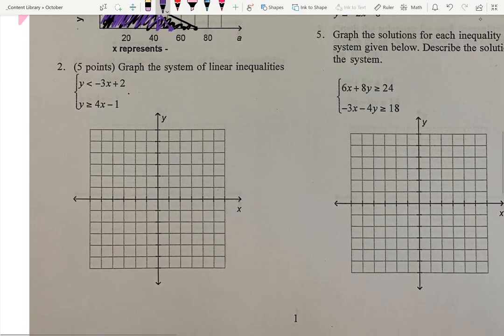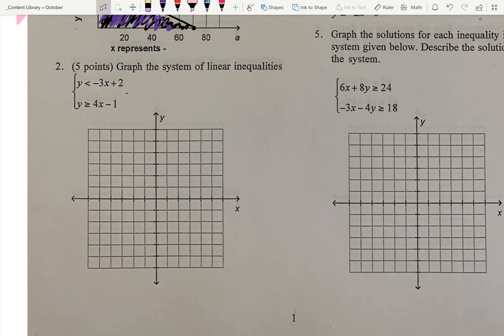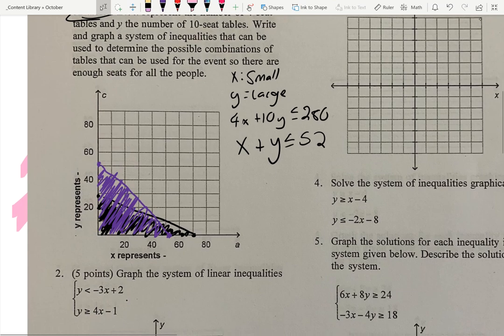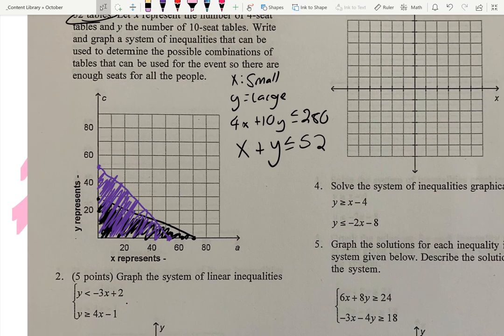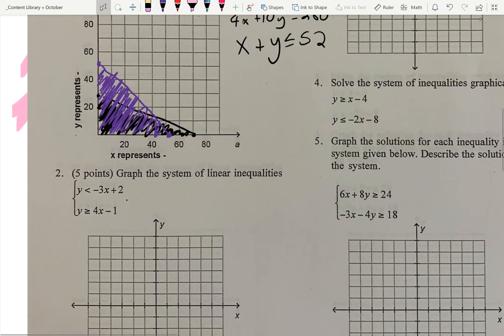Okay, so number 2. Graph, was there another question on that? Oh, it says, oh no, yeah, we're good. We graphed it. All right.